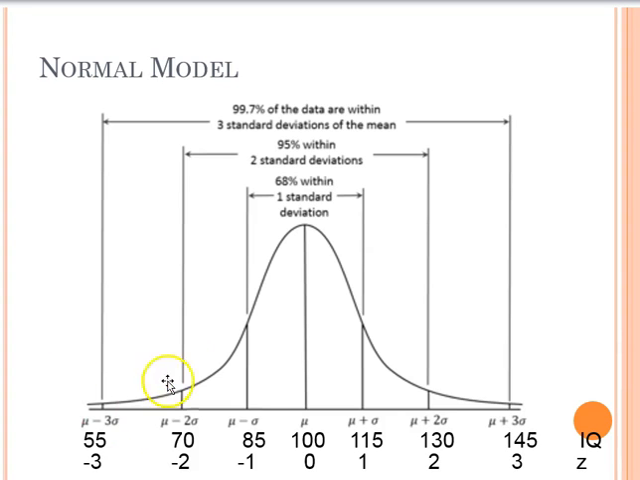So remember, the normal model follows this bell-shaped curve. And what we said with our 68-95-99.7 rule is that within one standard deviation, 68% of people should fall between these two IQs. Within two standard deviations, 95% of people should fall. And then between -3 and +3 standard deviations, 99.7% of people should fall. So that's how the rule is used.